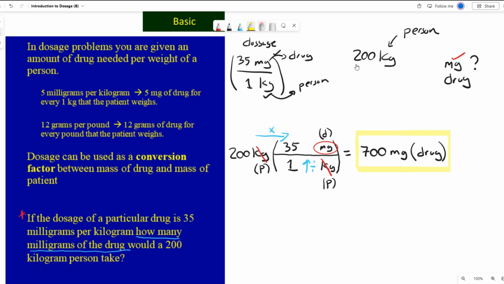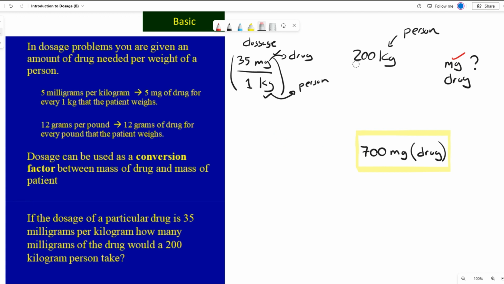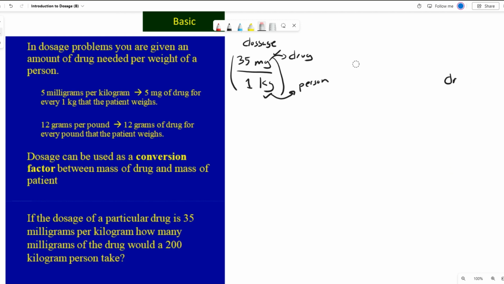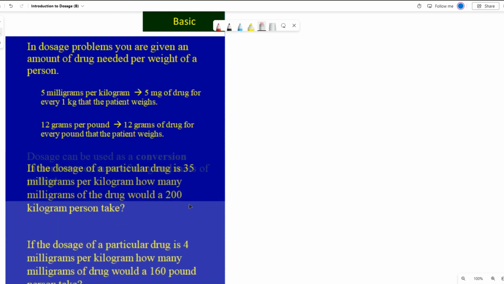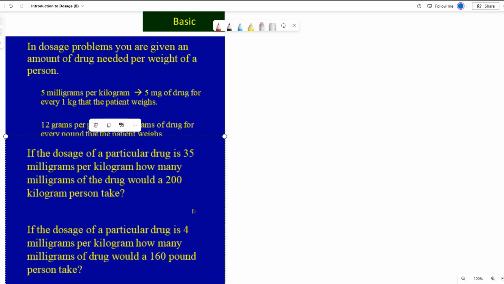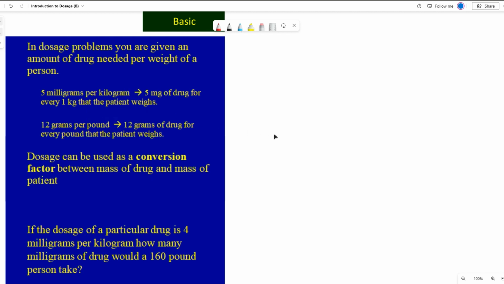So let's take a look at another problem that's slightly more complicated, but a little bit more realistic for what you would see if you're working as a healthcare provider in the United States. The reason I say this one's more realistic is because the initial mass of the person is not going to be given in kilograms, it's going to be given in pounds, because most people in the United States weigh themselves in pounds as opposed to kilograms. So this is pretty common for what you would see as a dosage conversion problem in the United States. Let's take a look at this second problem here.